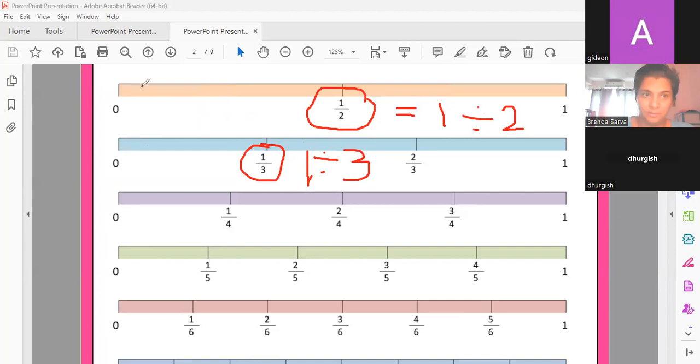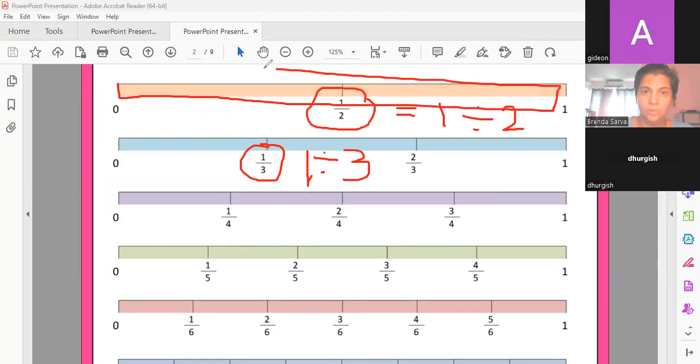What is this 1? This 1 is this whole bar. Now, of course, in a diagram, it is a bar. In reality, it can be a banana cake. You understand? It can be a pizza. It can be anything where something is divided into a certain number of parts.